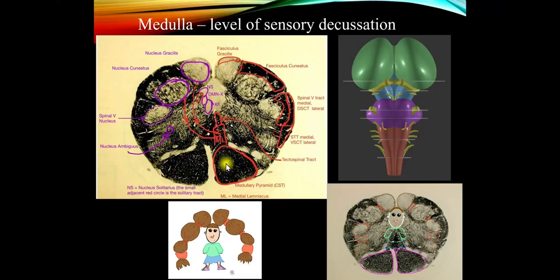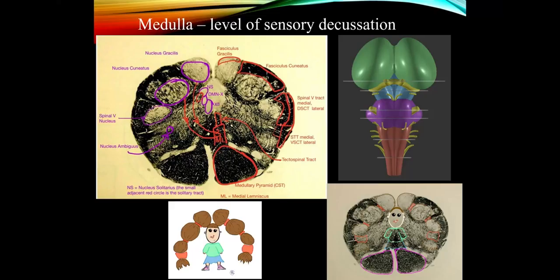So we have the corticospinal tract, the medial lemniscus, and standing on top of that is the tectospinal tract. Remember in the spinal cord lecture, I mentioned the tectospinal tract that connects the superior and inferior colliculus with the cervical anterior horn cells. This is the pathway that allows you to turn your neck in response to a visual or an auditory stimulus. Okay, so these three pathways then are midline.